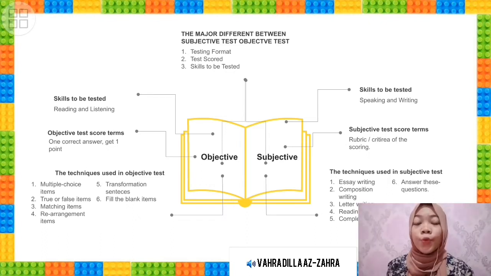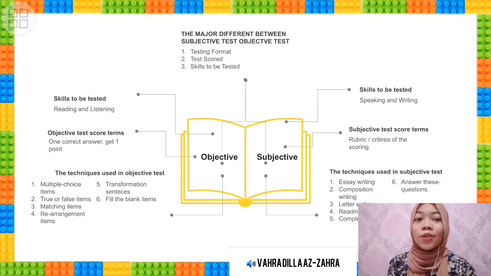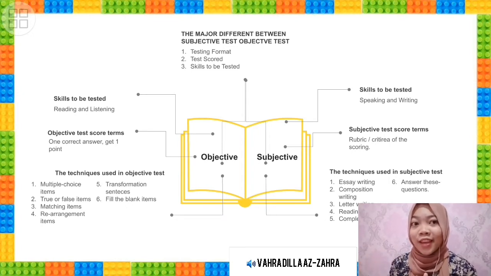Okay, now why do we have to score the subjective test with some criteria? It is because in subjective test, there is no correct answer. It is based on our personal opinion. So, there are some criteria to score the subjective test.